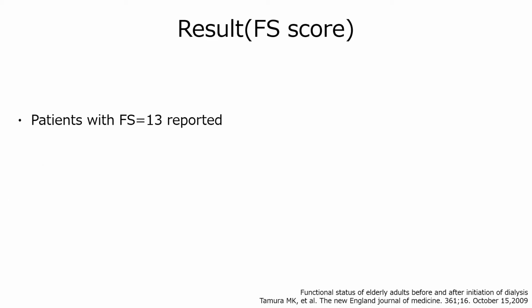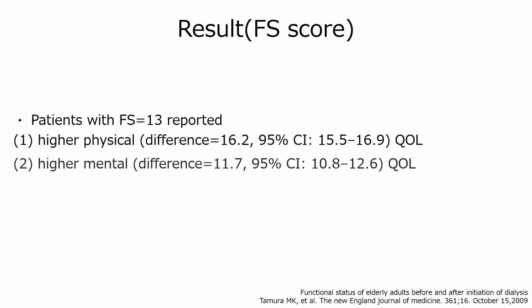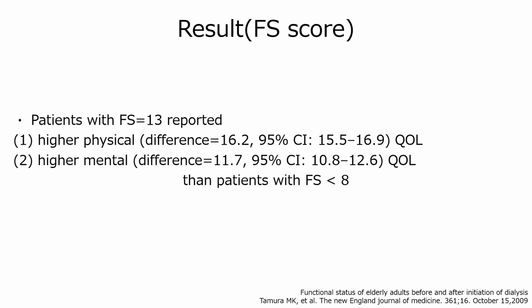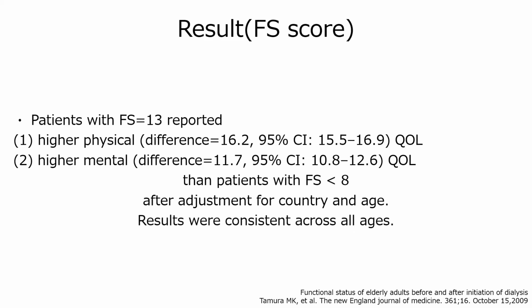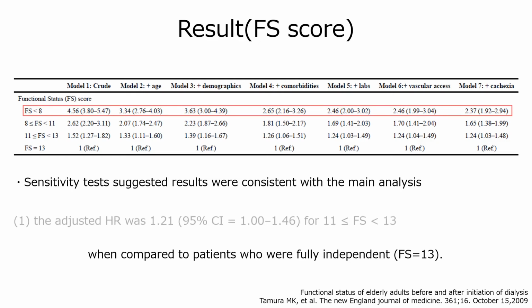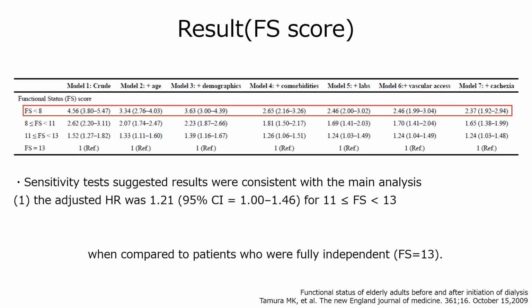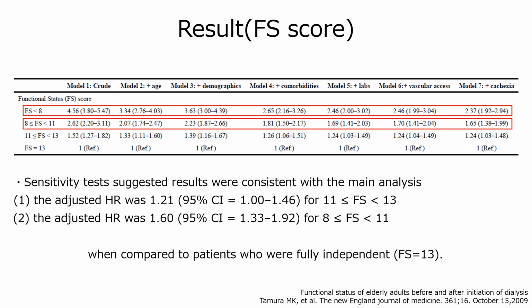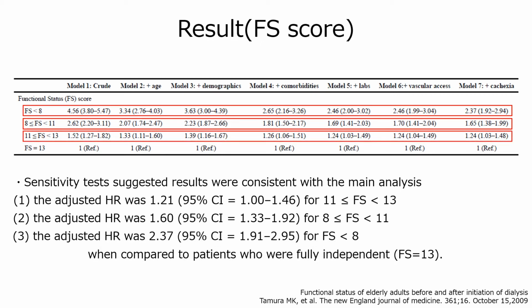Patients with a functional status of 13 reported higher physical and mental QOL than patients with functional status less than 8. After adjustment for country and age, results were consistent across all ages. Sensitivity tests suggested results were consistent with the main analysis. The adjusted hazard ratio was 1.21 for patients with functional status from 11 to 13, 1.60 for patients with functional status from 8 to 11, and 2.37 for patients with functional status less than 8 when compared to patients who were fully independent.